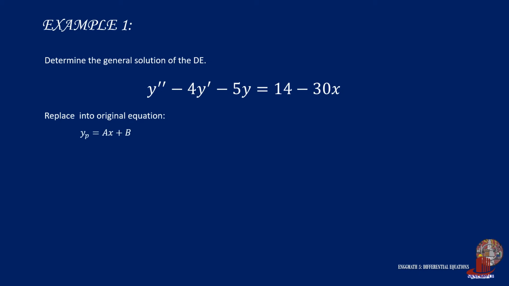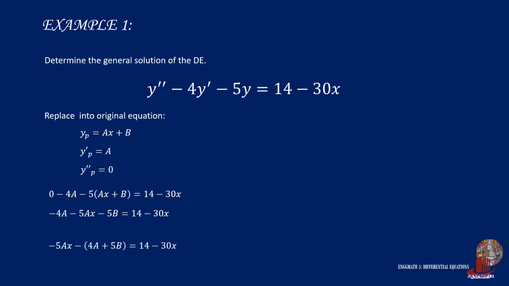With yp and the derivatives already known, we can plug them into the original equation. So y double prime is 0, followed by negative 4y prime, which becomes negative 4a, then minus 5y, which is then 5 times the quantity of ax plus b. Then they are equated to 14 less 30x. Expand the terms to identify which terms go together. Then separately solve for a and b.